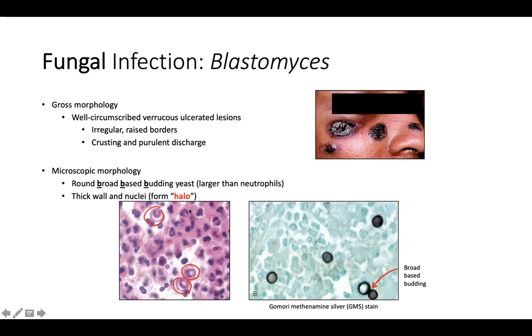They've got these halos. It doesn't look like crypto halo. Instead, broad-based budding. See how it's like big old nuclei with budding. Look, here's our budding. Some more. So, blasto.